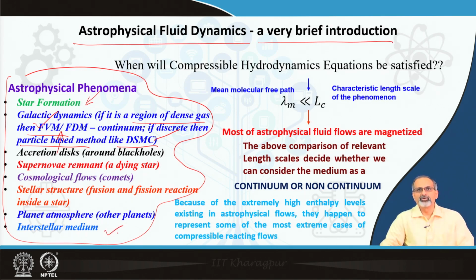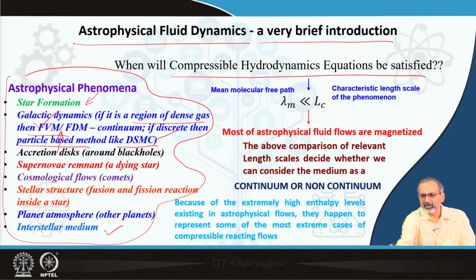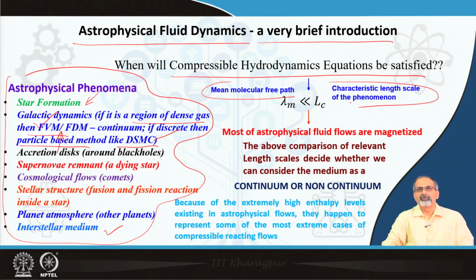So, it is a huge set of phenomena which are existing under the umbrella of astrophysical fluid dynamics. If you broadly try answering some of these questions like when will compressible hydrodynamics equations be satisfied in such flows, you have to essentially answer the question: have you tried comparing the mean molecular free path with the characteristic length scale of the phenomena? That is going to answer your question.